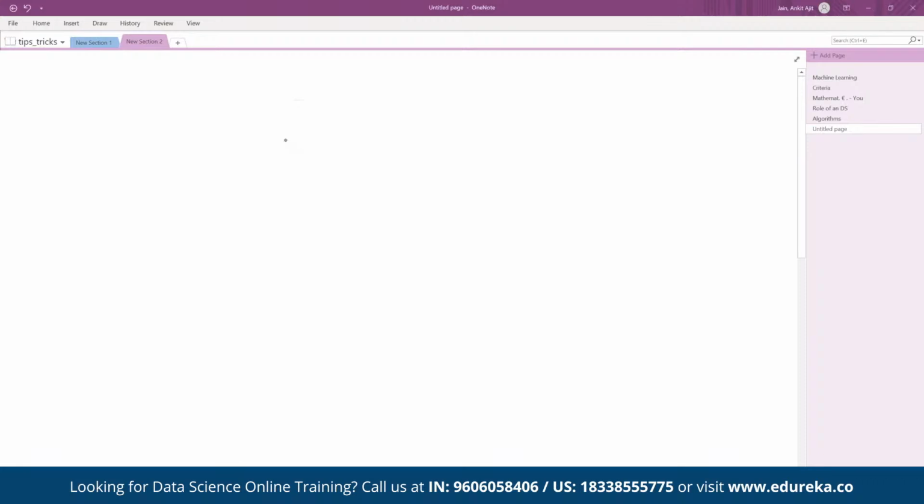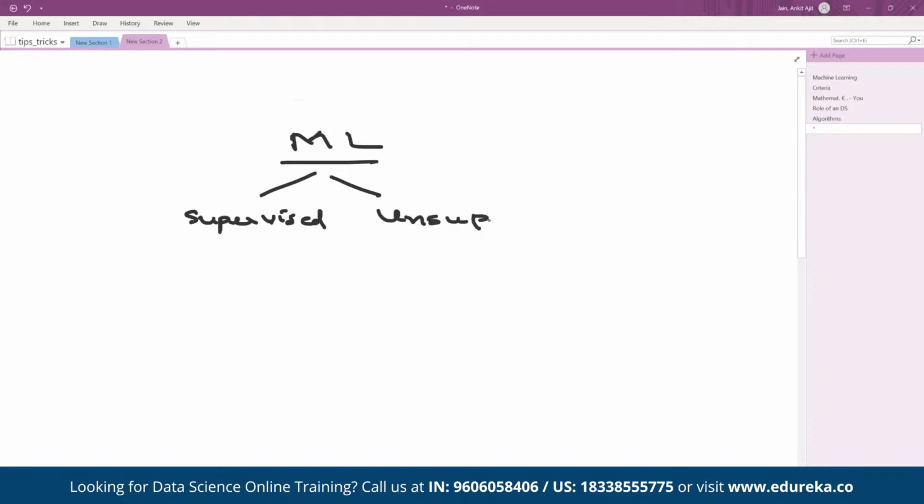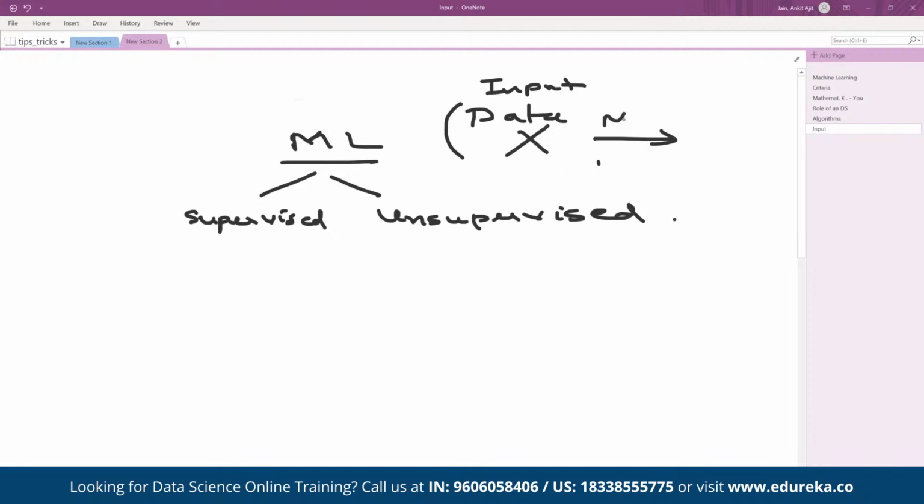Now, to simplify, machine learning has two types: supervised and unsupervised, ignoring reinforcement for now. What is supervised learning? As I explained before, the whole art of machine learning is feeding in data. We call it input data, and mathematically it is represented as x. We feed this input data into a machine learning algorithm, and it will predict a y, it will give an output.